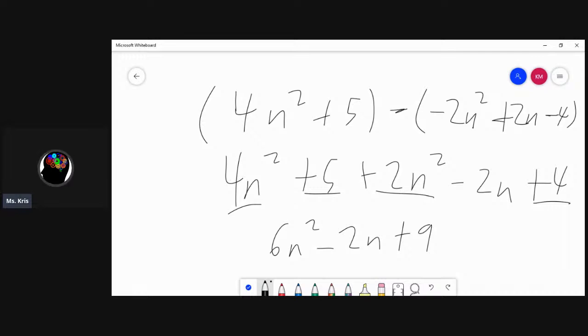Any questions on the adding and subtracting of polynomials?